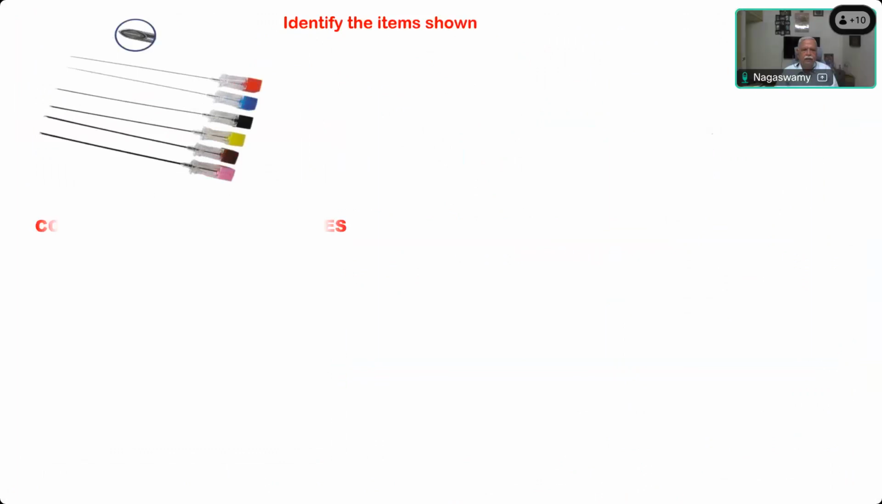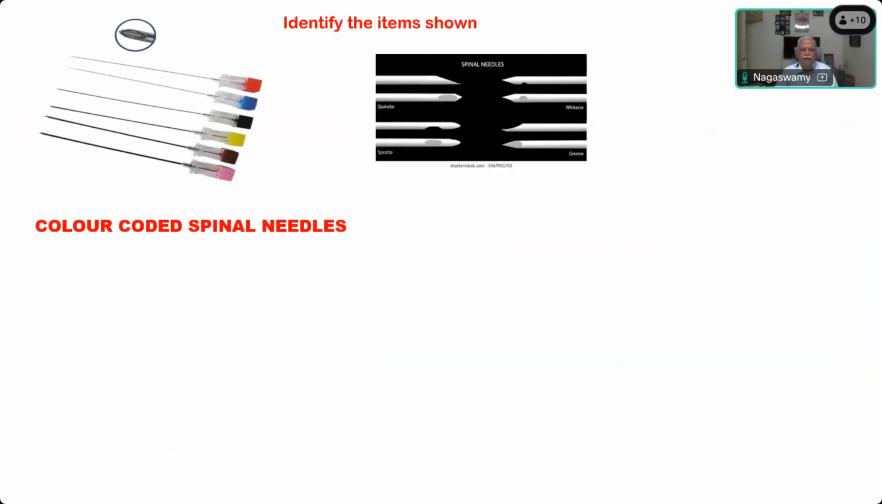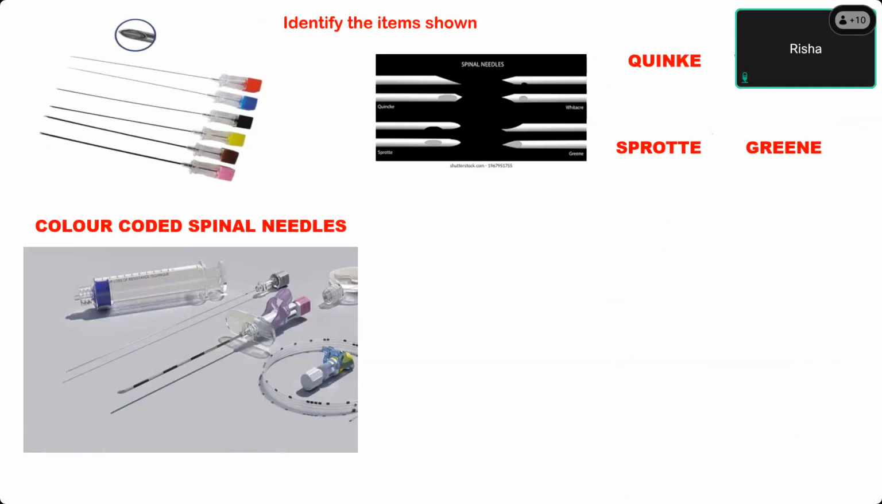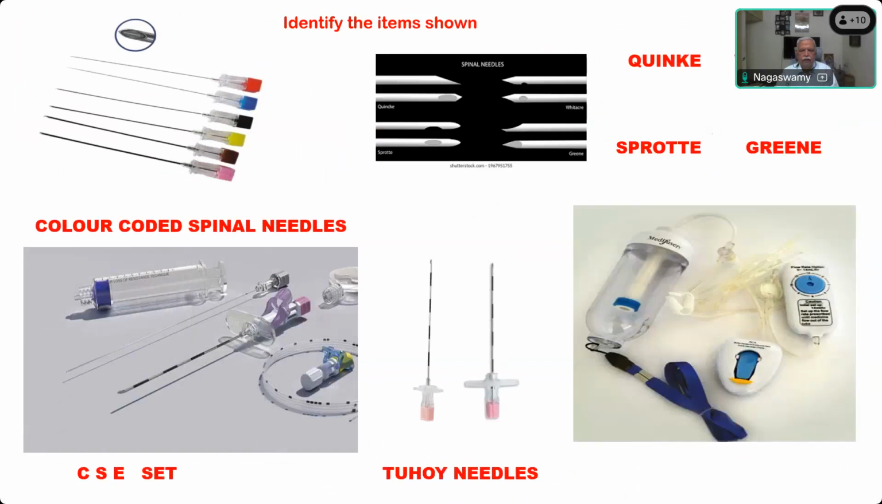Color coded needles. Okay. Various types of tips. Can you identify that? Because their names are written there. Pencil point, Sprotte, Whitacre, and Whitacre. Green name. What is this? CSE kits, sir. CSE, combined spinal epidural. Okay. This needs two needles. Tuohy needle. Tuohy graduated needle. Tuohy needle with graduations.